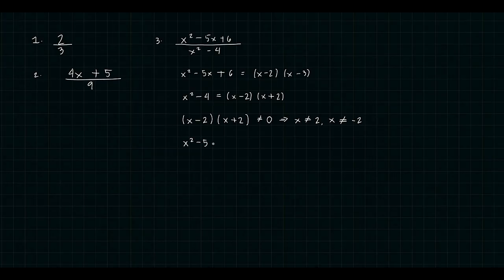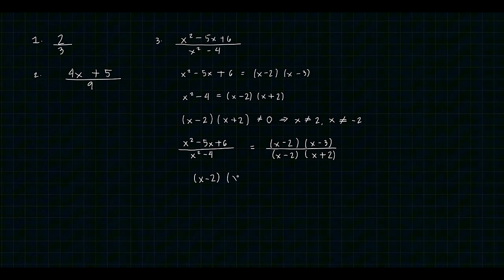Now, let's rewrite the fraction in its factored form. So the fraction becomes x minus 2 times x minus 3 over x minus 2 times x plus 2. Now let's cancel the common factor. The factor x minus 2 appears in both the numerator and the denominator. Because x is not equal to 2, the factor x minus 2 is non-zero. By the fundamental principle of fractions, we may divide both numerator and denominator by this common non-zero factor. In other words, we can cancel the factor x minus 2.